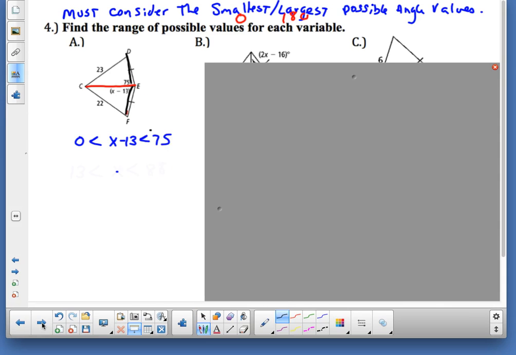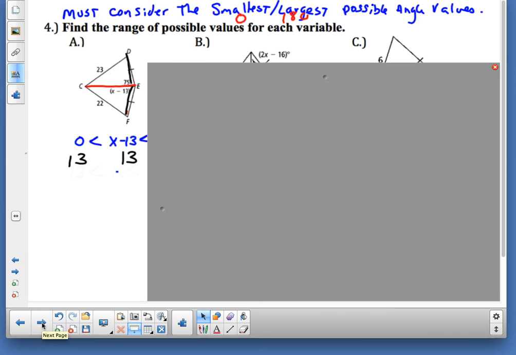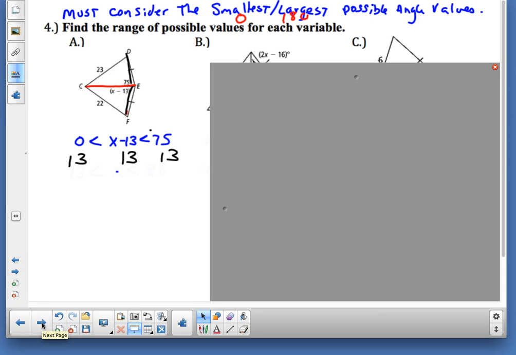Let's add 13 to each part of this inequality. Okay? I'm going to add 13 here, I'm going to add 13 here, and I'm going to add 13 here. Since I would have done it separately for them, I could do them together. These should be the same answers. So I end up getting 13x 88 when I get those things done. Are you okay with me adding 13 to both, or all three?